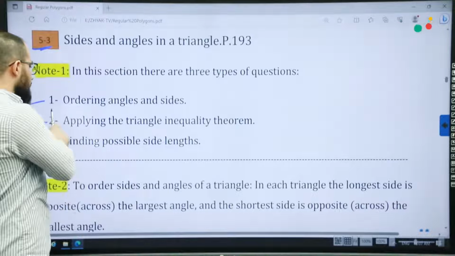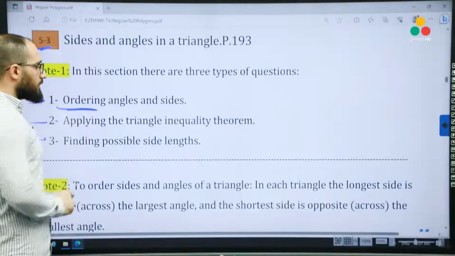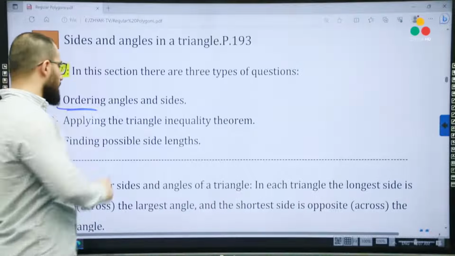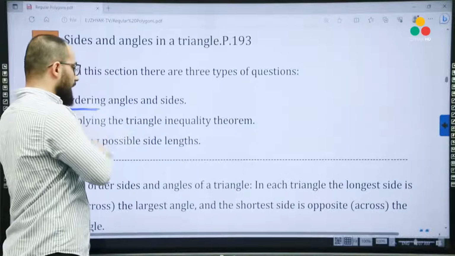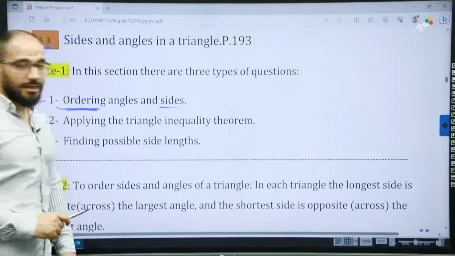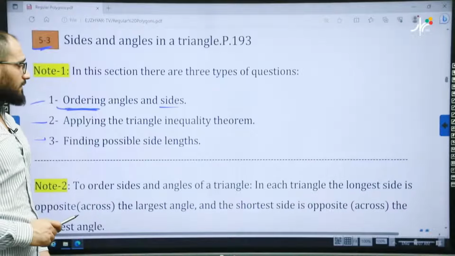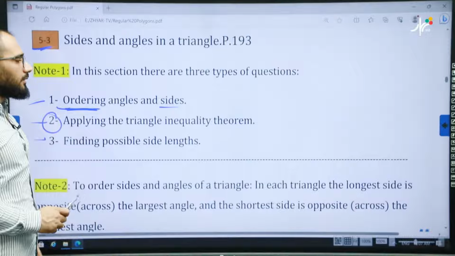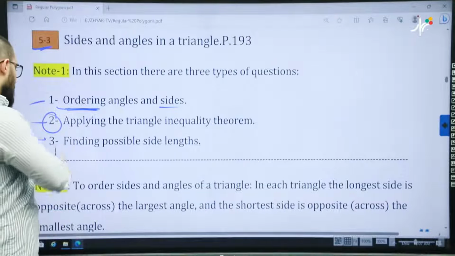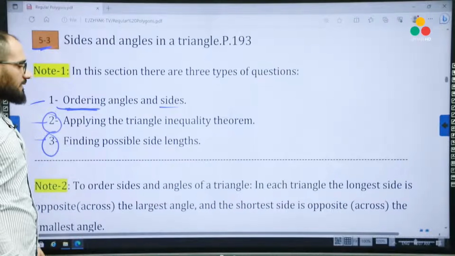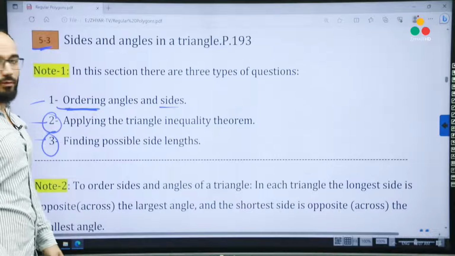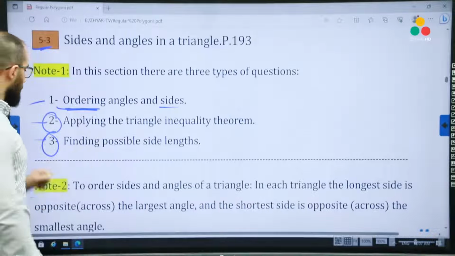The first type is ordering angles and sides. One of the questions in this section is, we are going to order the angles or order the sides. Then, the second one, applying the triangle inequality theorem. And the third one, finding possible side length. I'm going to explain each of them with several examples.